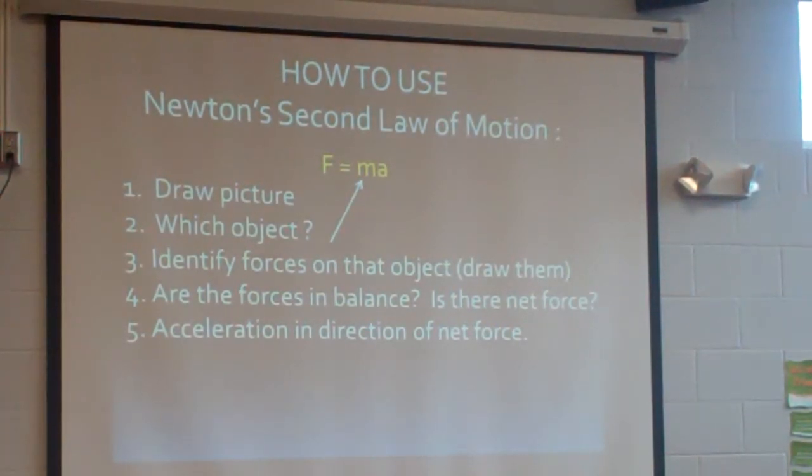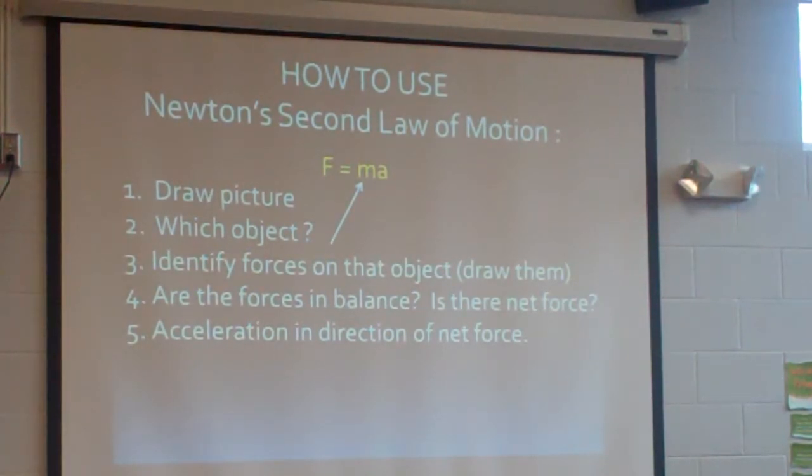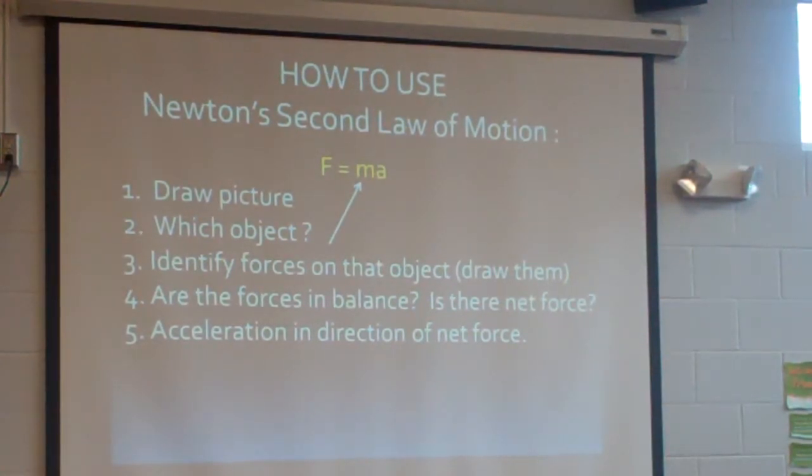The first thing you want to do if you want to figure out a problem like this is to draw a picture. You want to draw a picture of your system, a car, again, a chair, a table, a roller coaster. Draw a picture of it. The second thing is probably the most important thing.